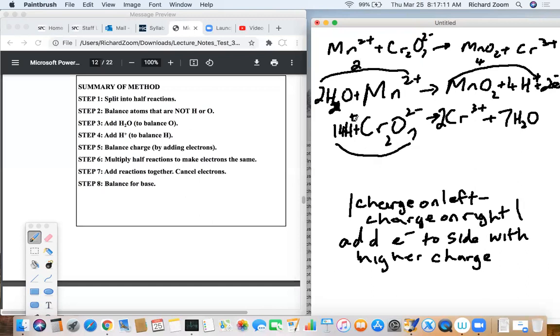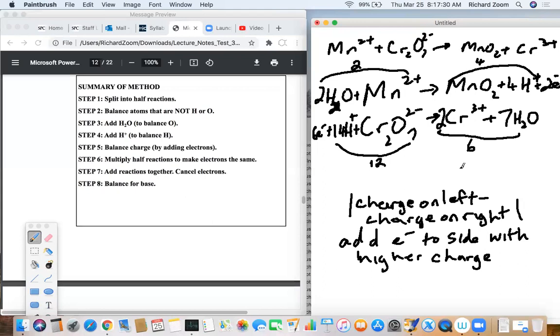Okay, on the bottom, we've got 14 minus 2 is 12. And 2 times 3 is 6. That means we need 6 electrons, and that gets added to this side. 12 minus 6 is 6.